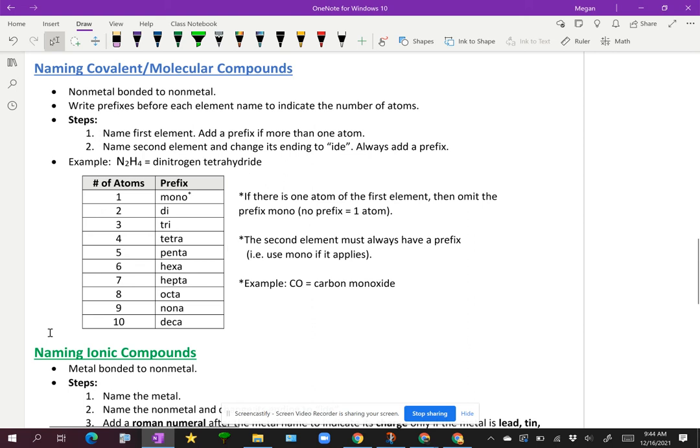We're first going to look at how to name covalent, aka molecular compounds. Remember, the way I recognize it is that we're going to have a nonmetal bonded to a nonmetal. And then one major rule of this is that you're going to write the names of the elements, but then you're going to also add prefixes, which are just words that go before the names of the elements that indicate how many atoms are present.